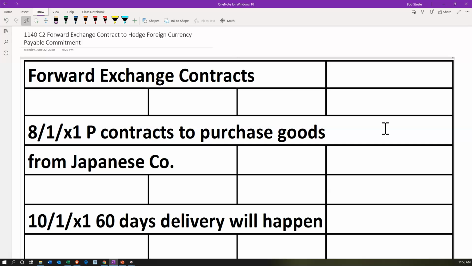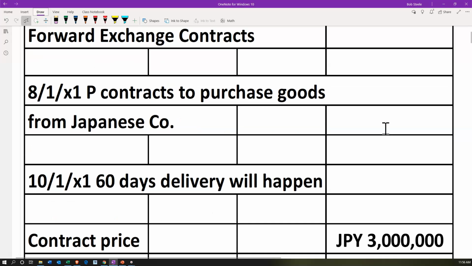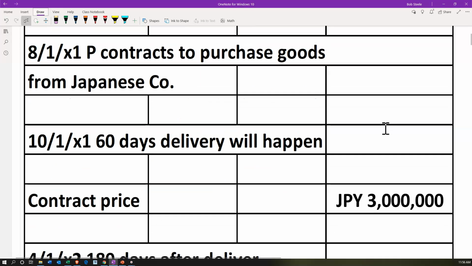So we're going to be looking at a forward exchange contract. On 8/1/X1, P, that's going to be us, contracts to purchase goods from a Japanese company. So we're a U.S. company. We're going to contract to purchase goods from a Japanese company. Now, these goods have not been purchased at 8/1, but we have a contract to do so in the future.